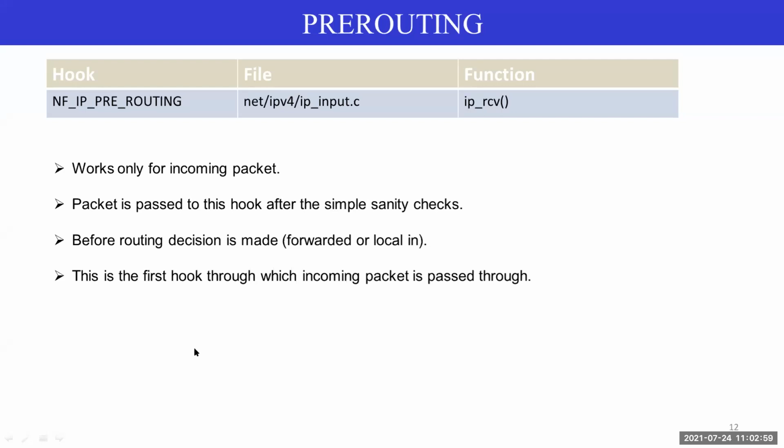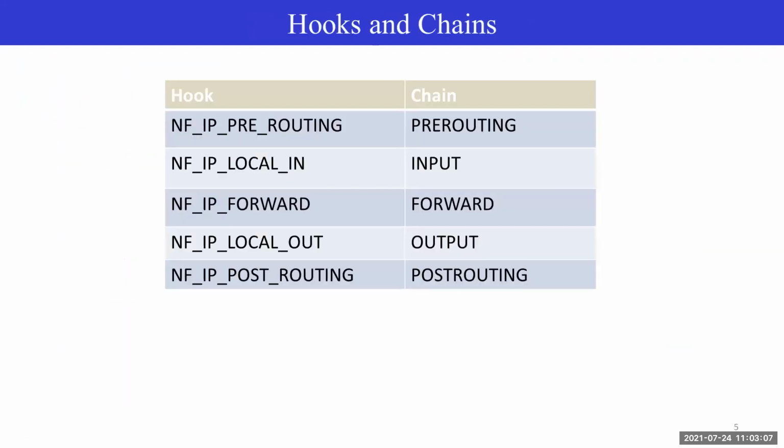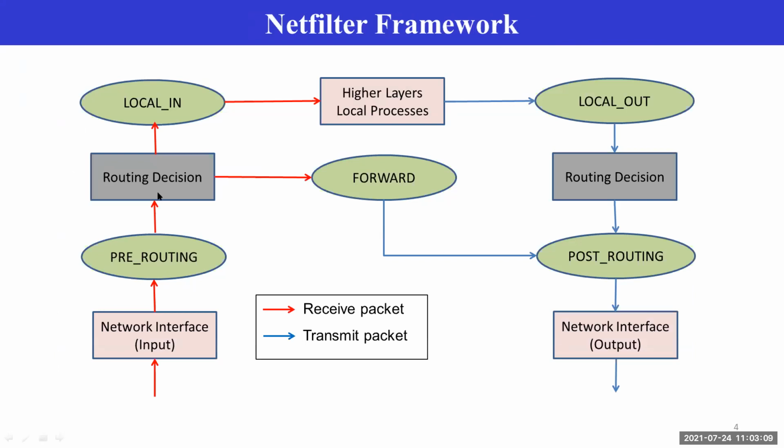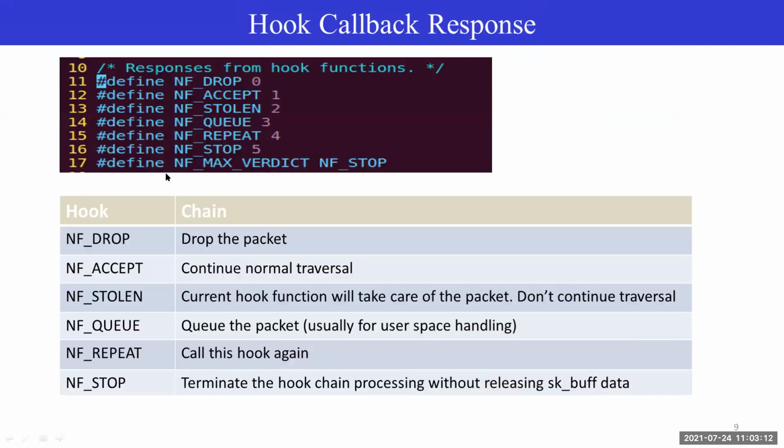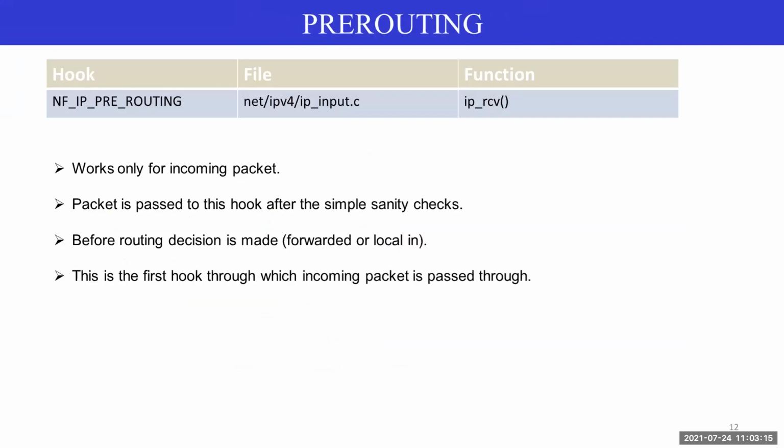After the callbacks are called, then the routing decision is made, as we have seen in our code here. So after all the callbacks are called, then the routing decision is made. And obviously, this is the first hook point to which an incoming packet is passed. So if pre-routing is dropping the packet, then no other hook point will be called.